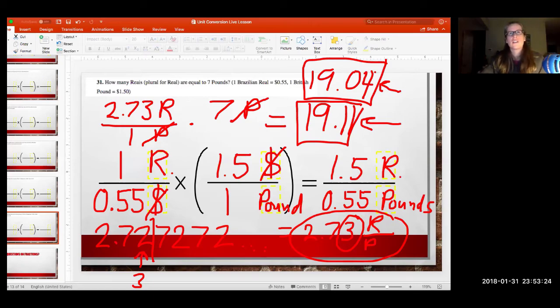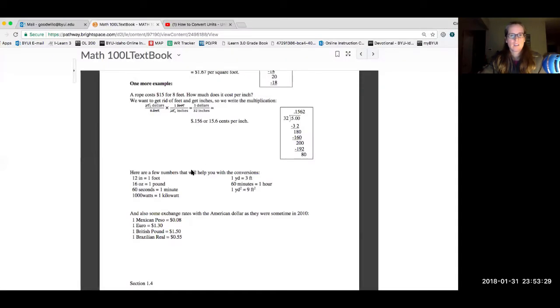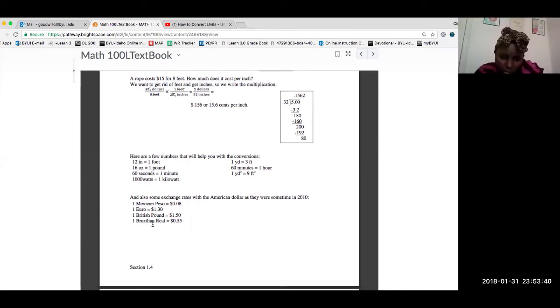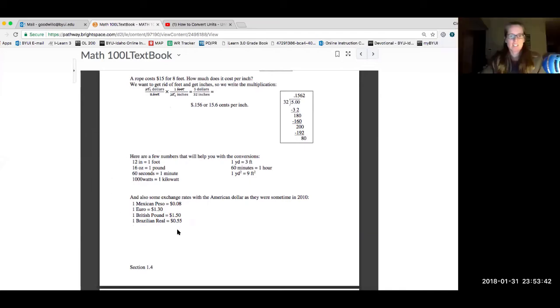In the textbook, this is it. So right here, this is all that you're going to be converting with, because they gave you these exchange rates. These are the only ones that you're going to need to know. And I think for the test, they will tell you this information. You don't have to memorize it. This is all that you're going to be working with for your assignments and for your test.